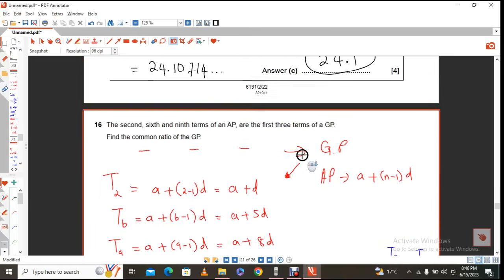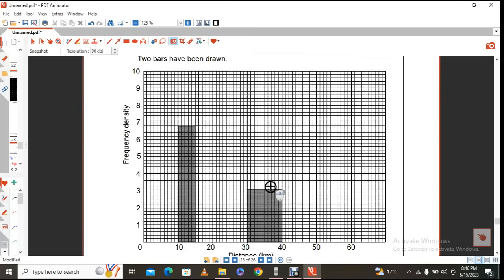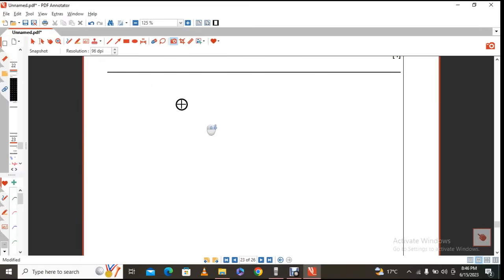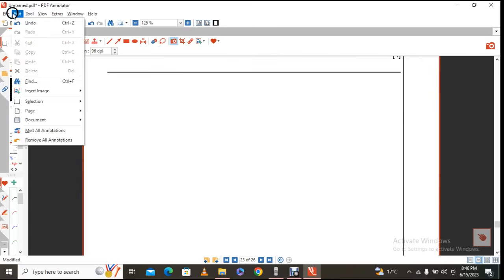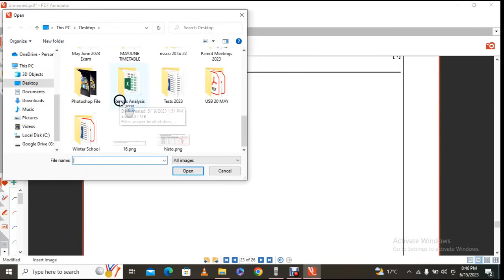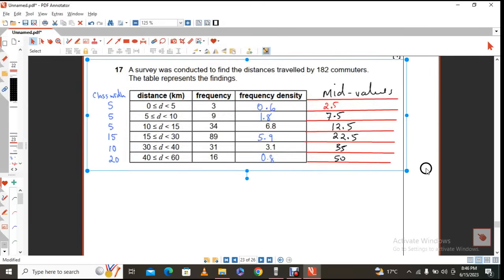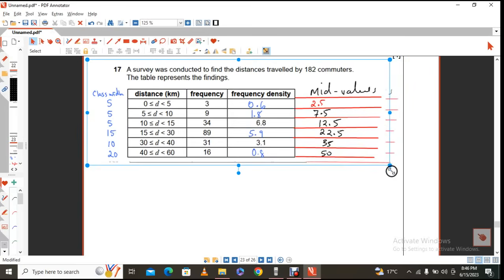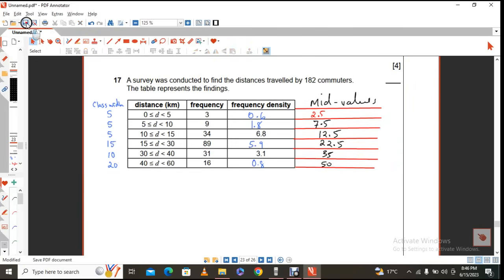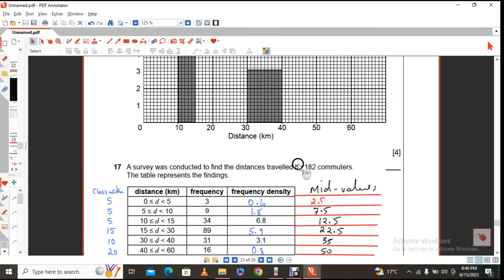And I will go back to that blank page where I have my diagram. Let's insert an image from the desktop, we saved it as histo. Here it is. I say okay, I want that over there. There we go. Good. I hope you follow. It takes quite a lot. I know we are at the end of the video.